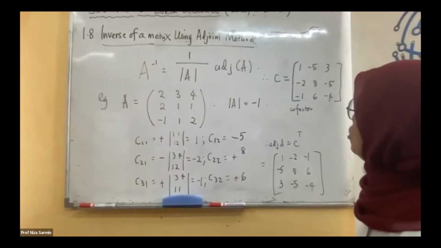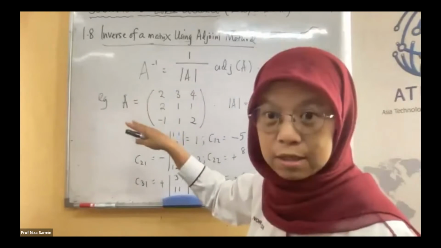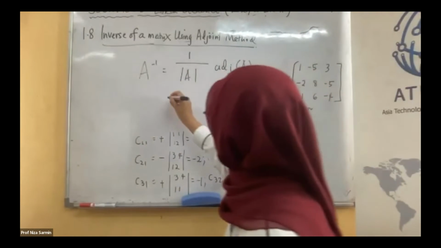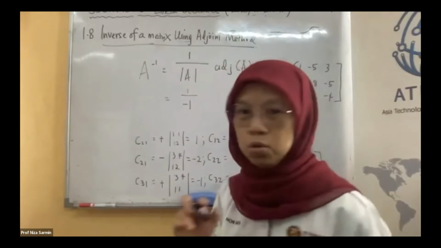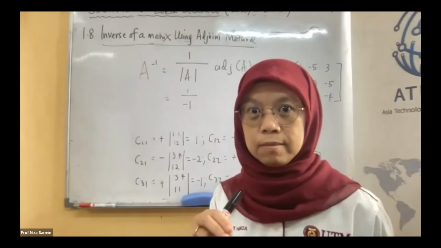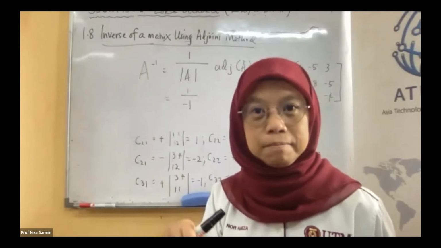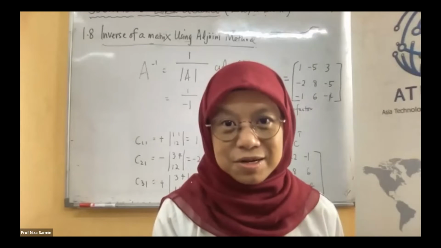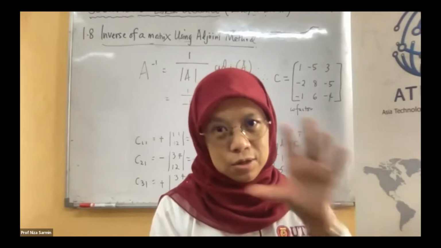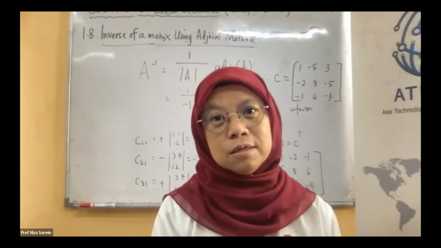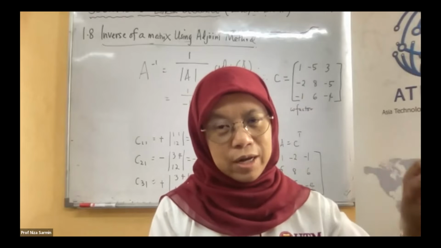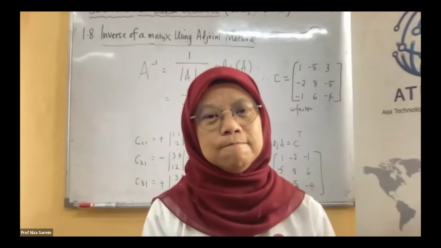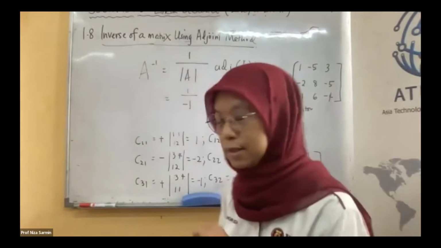Okay, so this is adjoint. So just put in the formula, then you get the inverse. Right? Okay, so you have to show all your work. Okay, because right now you can use computer, calculator, right? We want to see your working, because working ada markah. So even if you get the right answer but the wrong jalan kerja, you won't get the mark. Okay? So show your work.